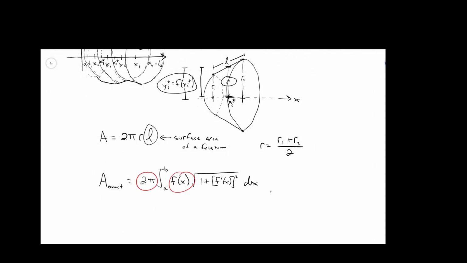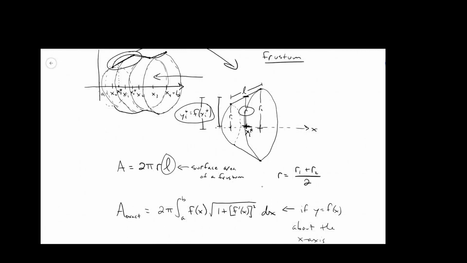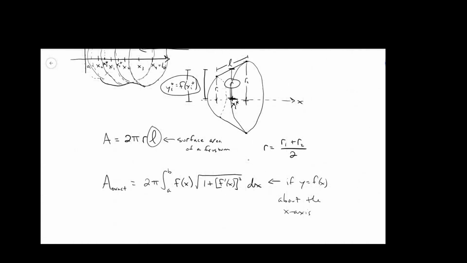Okay. Now this is going to work if your function is defined in the y equals f of x way, and it's about the x-axis, because this is what we've drawn. We're revolving this thing around the x-axis in that picture up there. But what if you were to revolve it around the y-axis instead? Let's see what would happen if we did that.